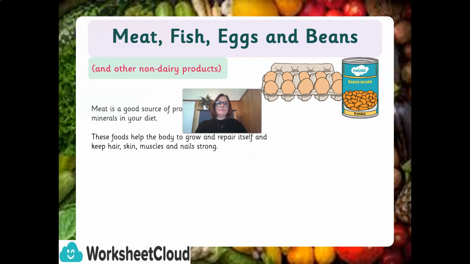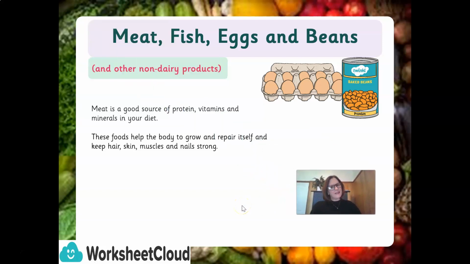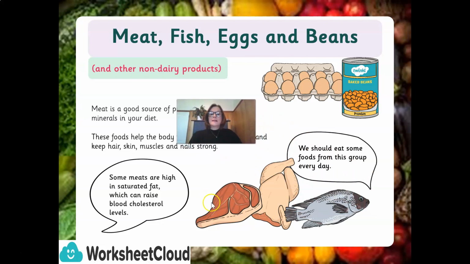Let's take a look now at meat, fish, eggs, and beans, and other non-dairy products. Meat is a very good source of protein, vitamins, and minerals in your diet. These foods help the body to grow and repair itself, and it helps to keep your hair, your skin, your muscles, and nails strong. Some meats are very high, though, in saturated fats, which you need to be careful about because it can raise blood cholesterol levels. We should also eat some foods from this group every single day.